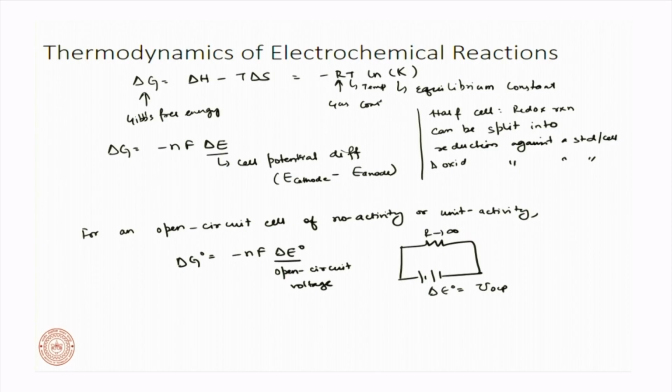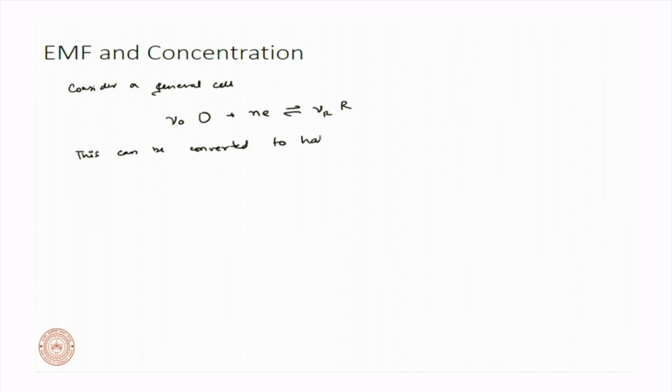Now, let us see how the cell voltage, or the electromotive force of a cell, is related to concentration. Consider a general cell. Your nu O times the oxidizer plus n electrons gives nu R for the reduction reaction. This can be converted to a half cell. In this case we are giving the full cell oxidizer and reduction. Now, let us consider a half cell.